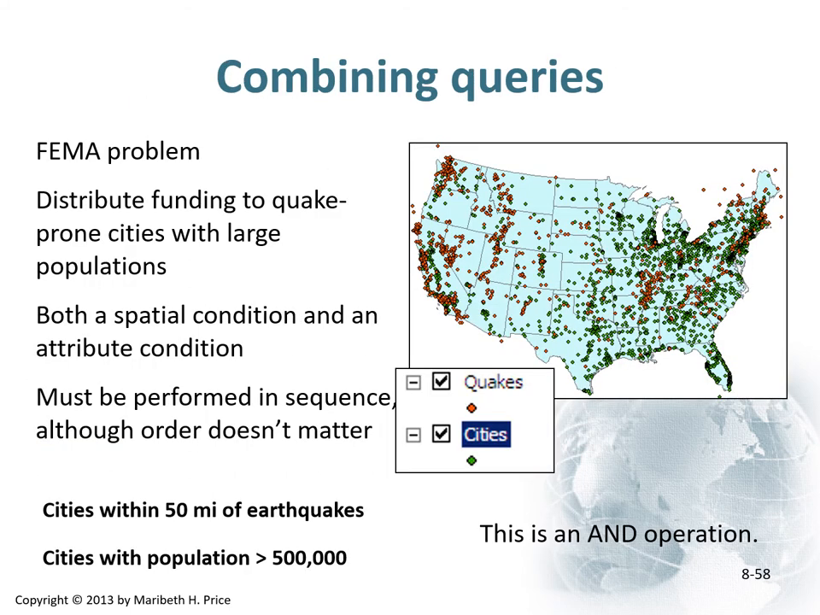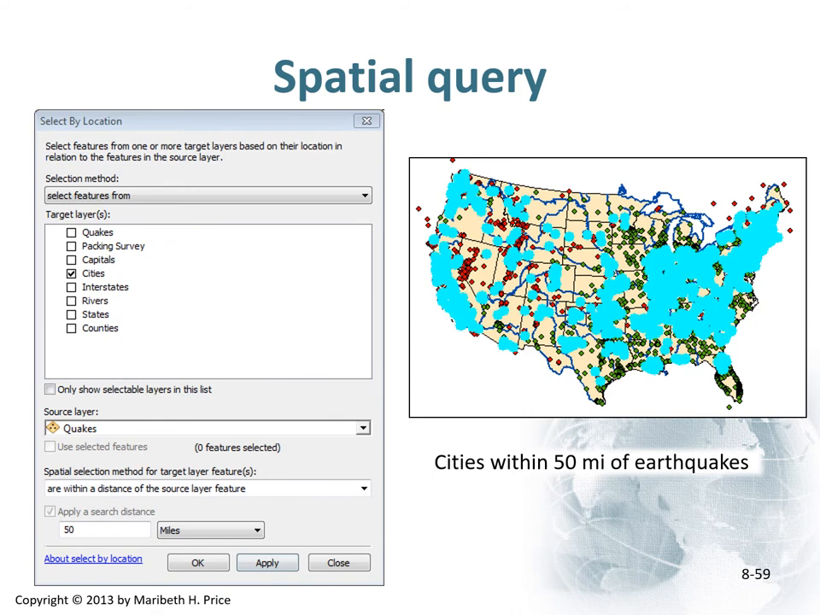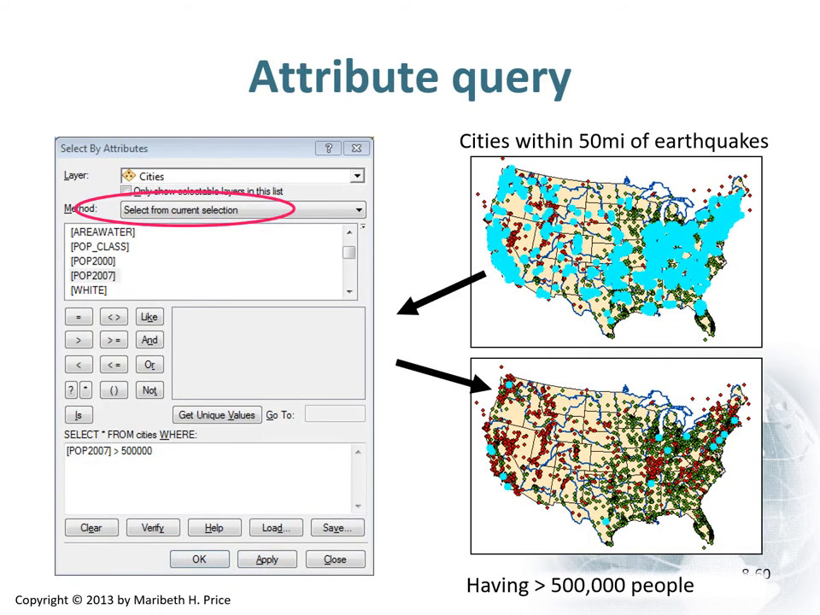You can combine queries, search for one thing, search for the other thing, put them together, find stuff that only meets two criteria. That's kind of what we're talking about. Same thing works with spatial queries as well, and with attribute queries.